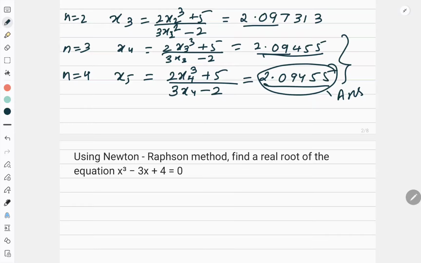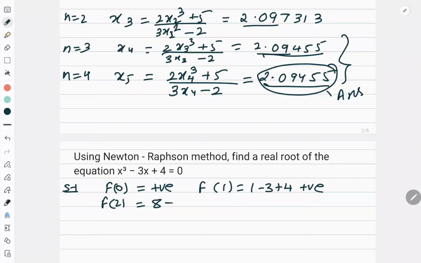Now this question is similar to the previous. Why I took this, I'll tell you. Step 1: f of 0 is what? f of 0 is positive. f of 1 is what? 1 minus 3 plus 4. Positive. f of 2 is what? 8 minus 6 plus 4. Positive. So you will see that the positive value is increasing.